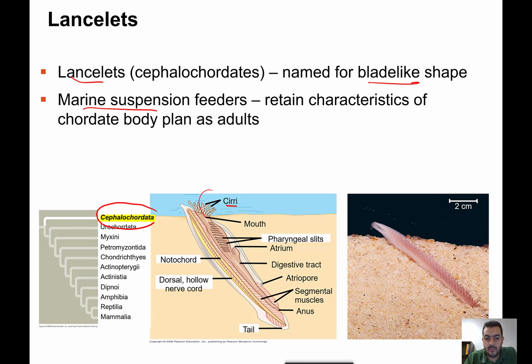One important thing is that they retain the characteristics of the chordate body plan as adults. So if we see the adult stage, it is more or less exactly similar to the previous image of the general structure of chordates. So they retain the four characteristics that we have mentioned before.